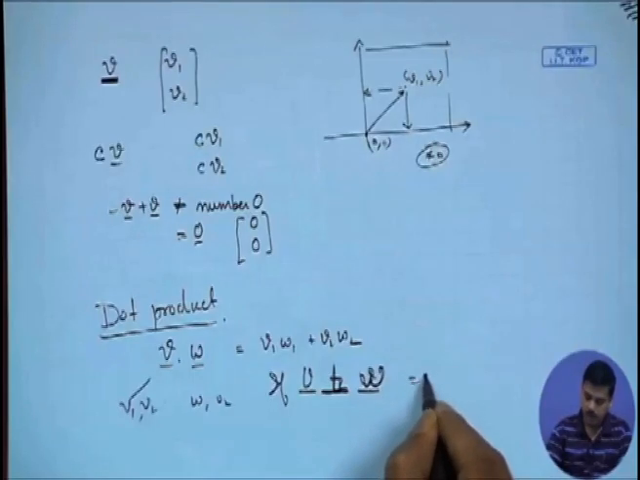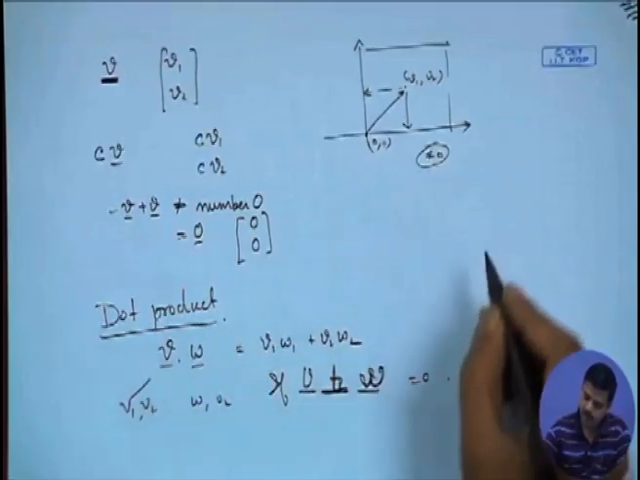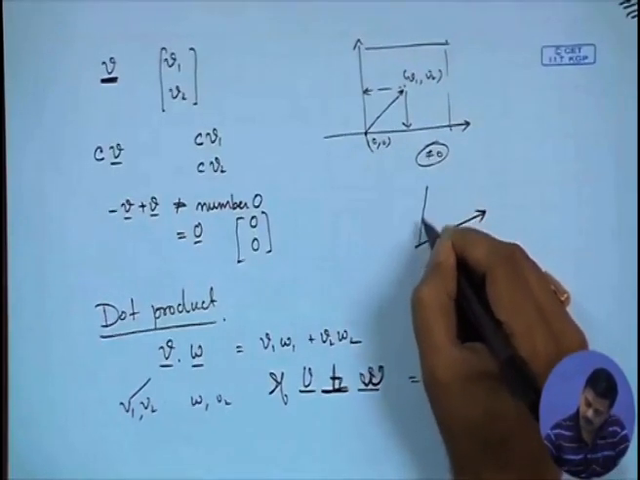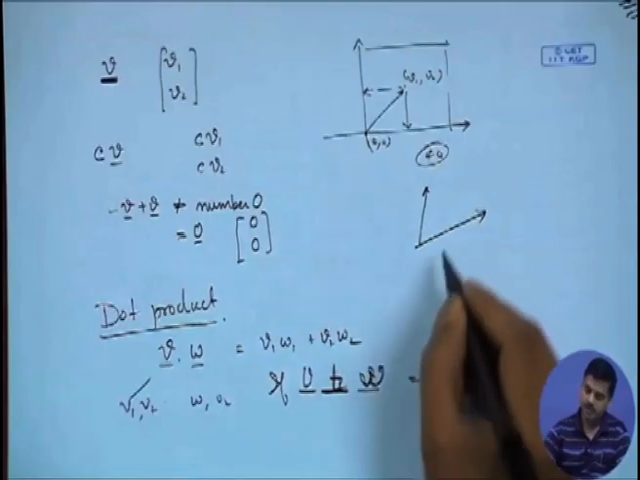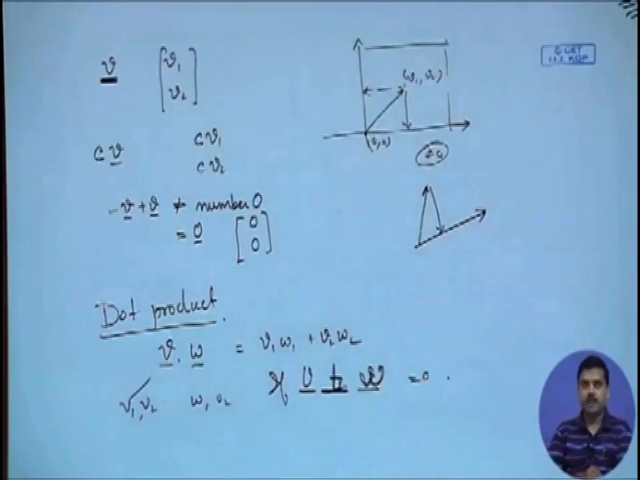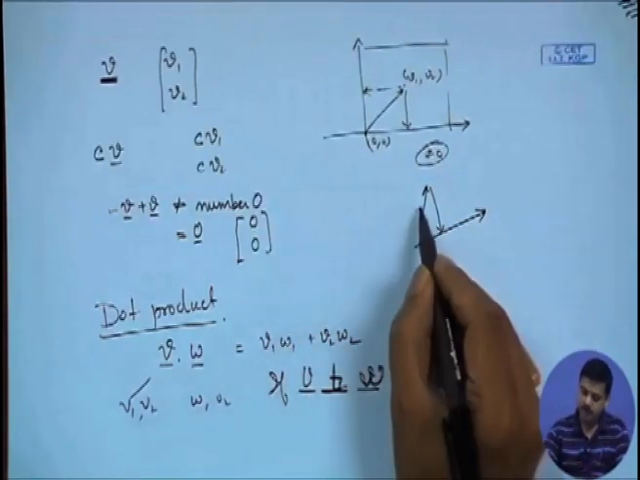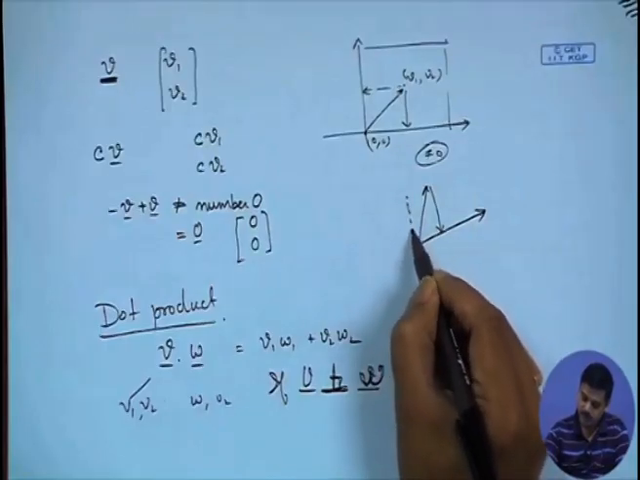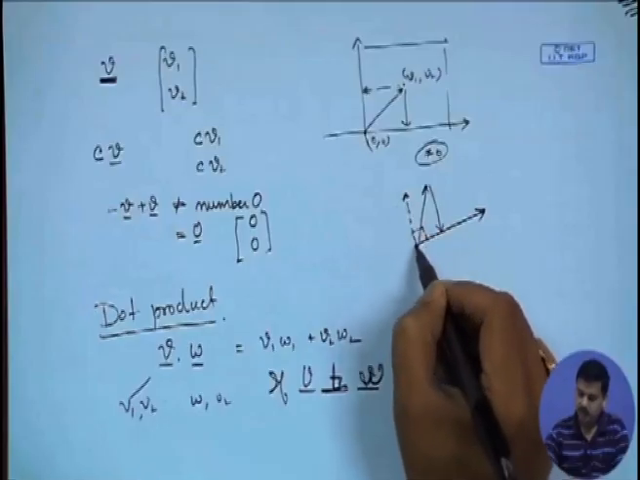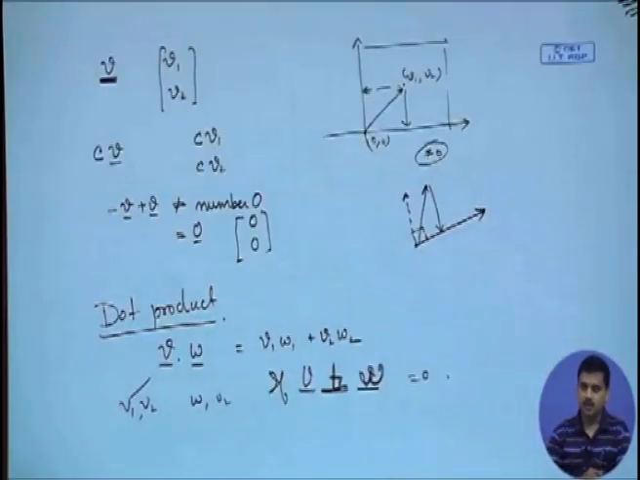The dot product is 0, because if this is one vector and this is another vector, the dot product means taking the projection of this on this vector. So that's basically the projection of one on the other. And once you take the projection, if this is at 90 degrees, the projection will be at the point 0. So you don't get any component in the projection, so it is 0.